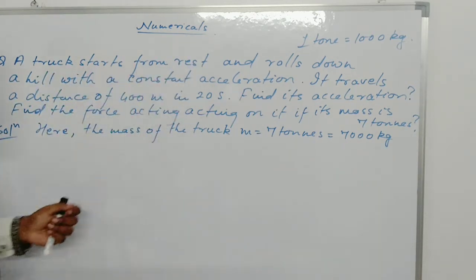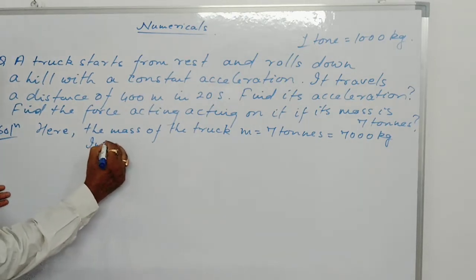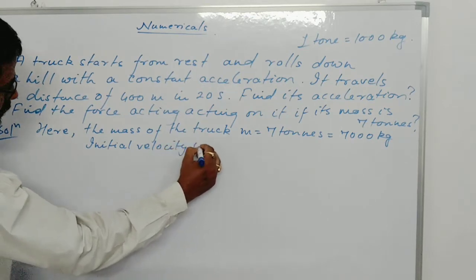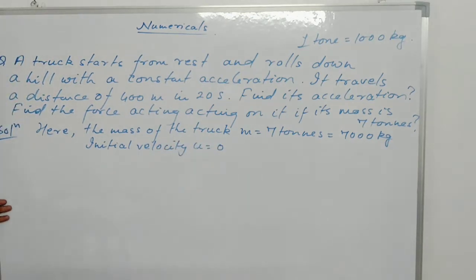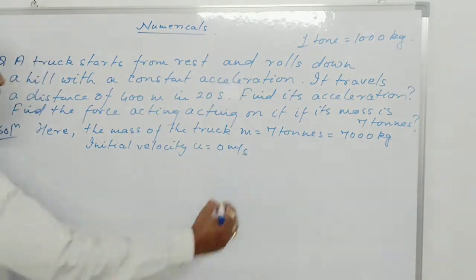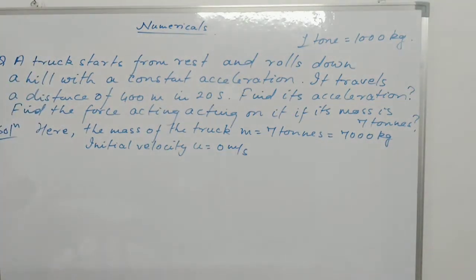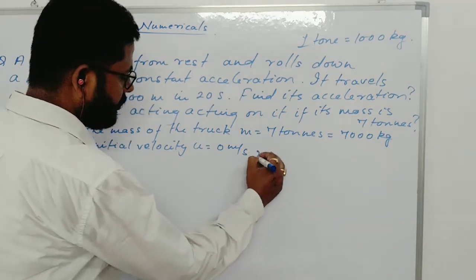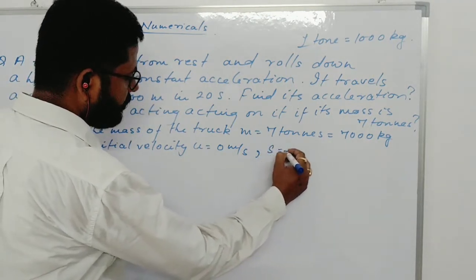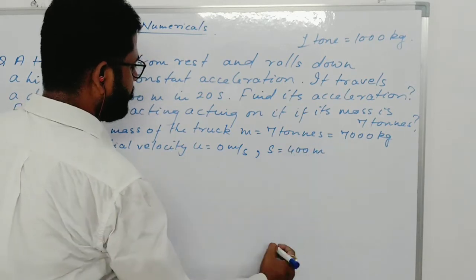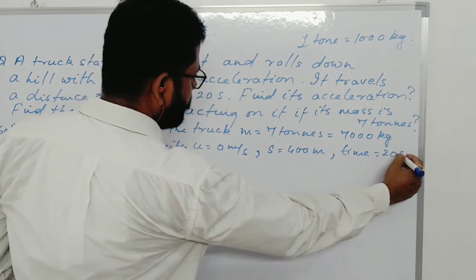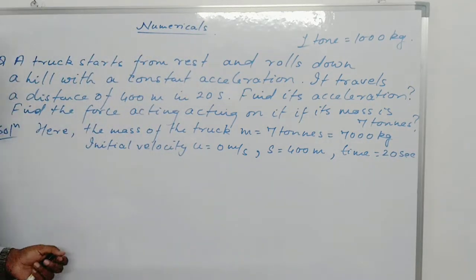A truck starts from rest, meaning the initial velocity u is equal to 0 meter per second. It travels a distance of 400 meter, meaning distance travelled s is equal to 400 meter, and the time taken to travel this distance is 20 seconds. Now find its acceleration.